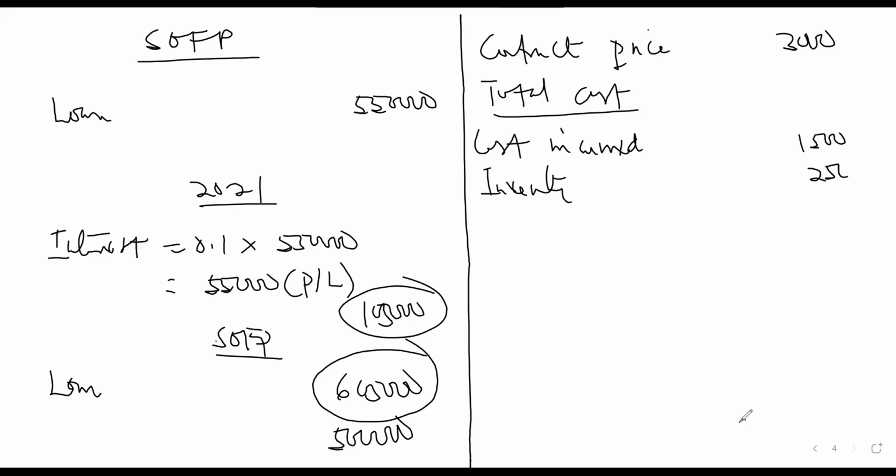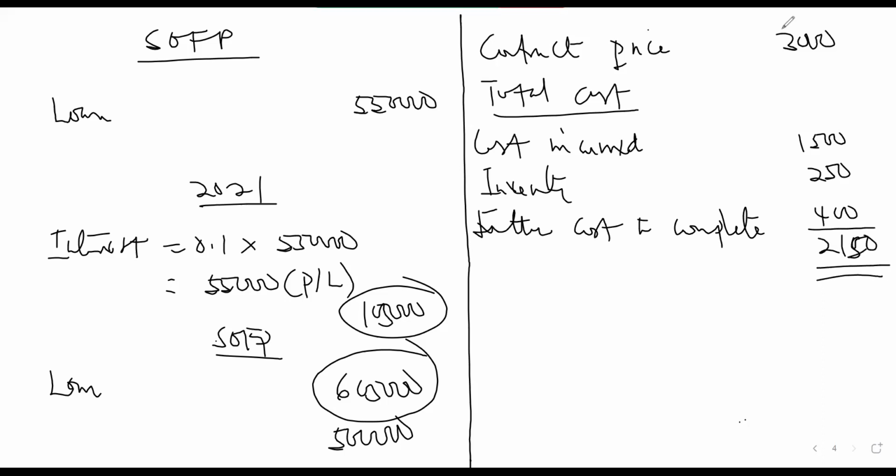So we have 250 and we have the expected further cost to complete the contract. That will be 400. What is the total cost now? What is the total cost? 2,150. Okay, that will be 2,150. All right. What will happen is that the question is asking us to find the revenue and also the profits.